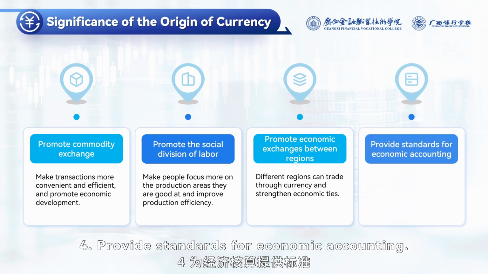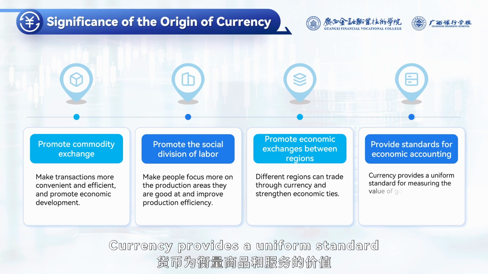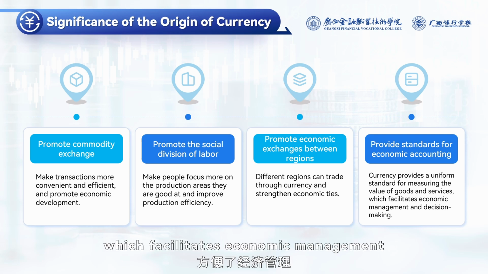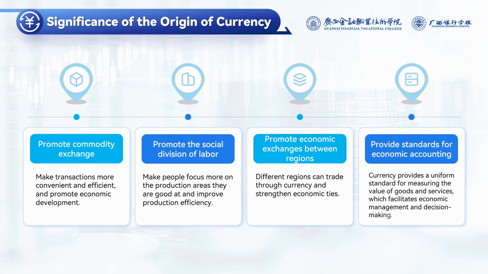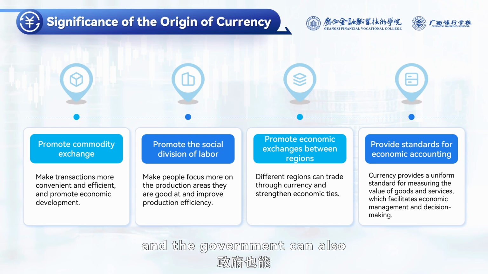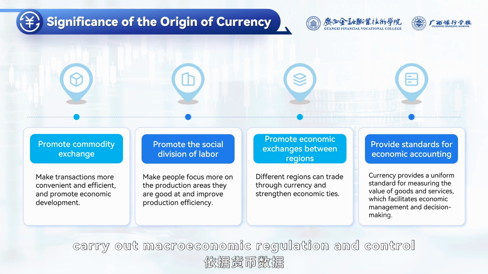4. Provide standards for economic accounting. Currency provides a uniform standard for measuring the value of goods and services, which facilitates economic management and decision-making. For example, enterprises can calculate costs and profits through currency, and the government can also carry out macroeconomic regulation and control based on currency data.